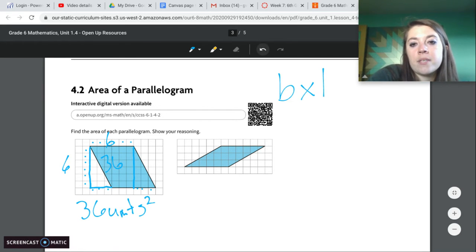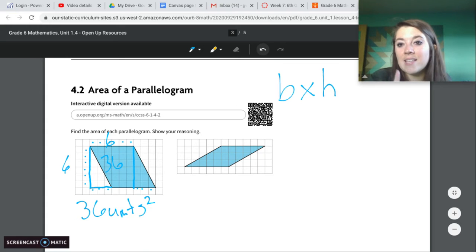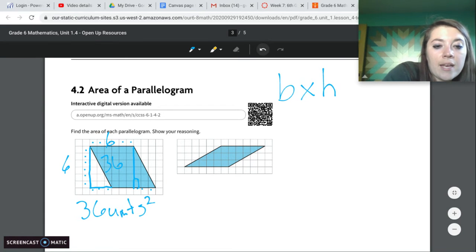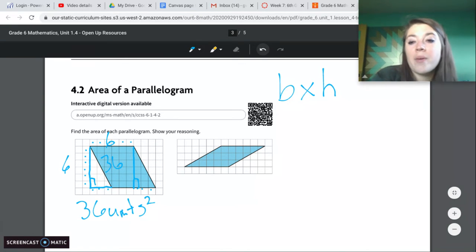Base times height. Now, in this case, the height is a particular height. It can't be the slanted height. It has to be the perpendicular height, which would be this height right here or right here. So we have to find what that perpendicular height is, so the one that forms a right angle.